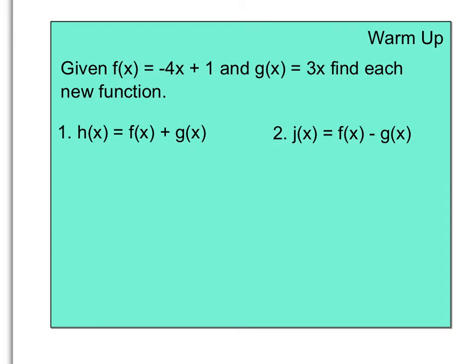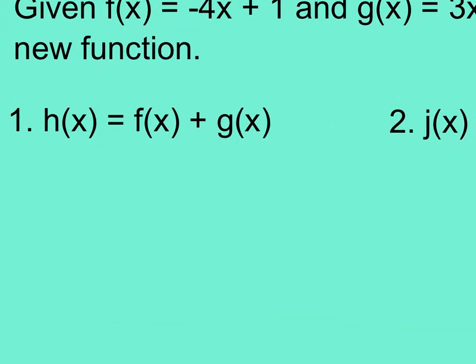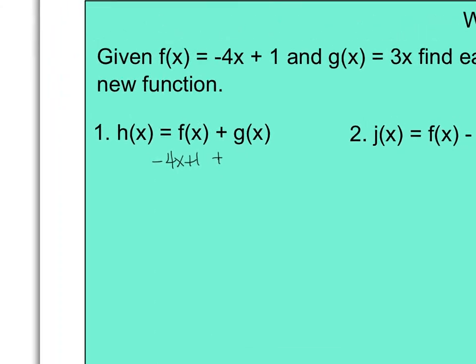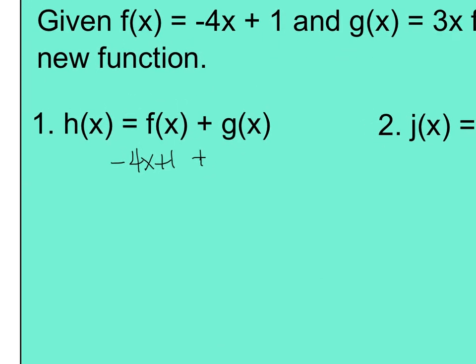So in the first one, our new function h of x will be adding f of x and g of x together. f of x is negative 4x plus 1. g of x is 3x. So we're simply combining like terms. We have negative 4x plus 3x, which is negative 1x, or just negative x, plus 1. So h of x equals negative x plus 1.